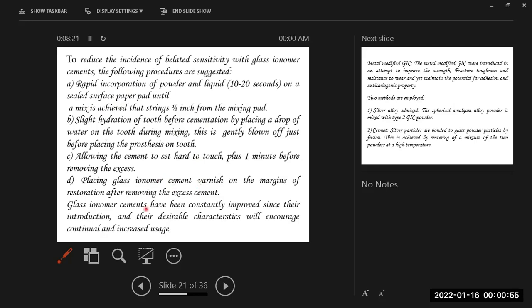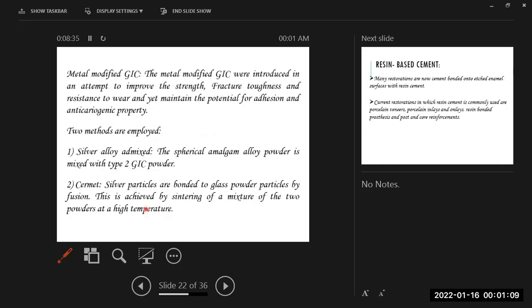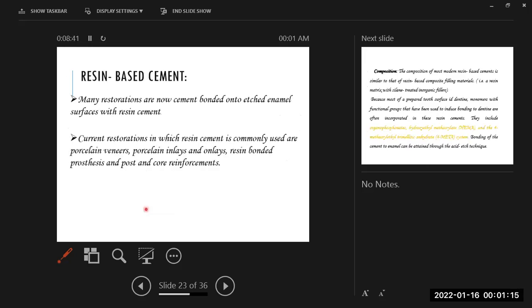Glass ionomer cement is one of the cements which is getting improved now and then, with incorporation of newer materials into GIC to improve its properties. You have metal modified GICs, like silver alloy admix and cermet. And then you have resin based cements which are now available. These are the various cements.